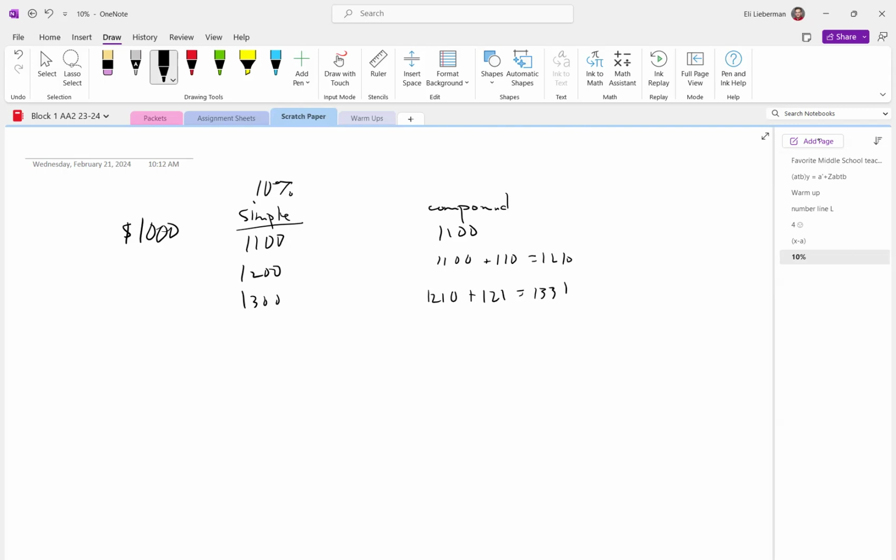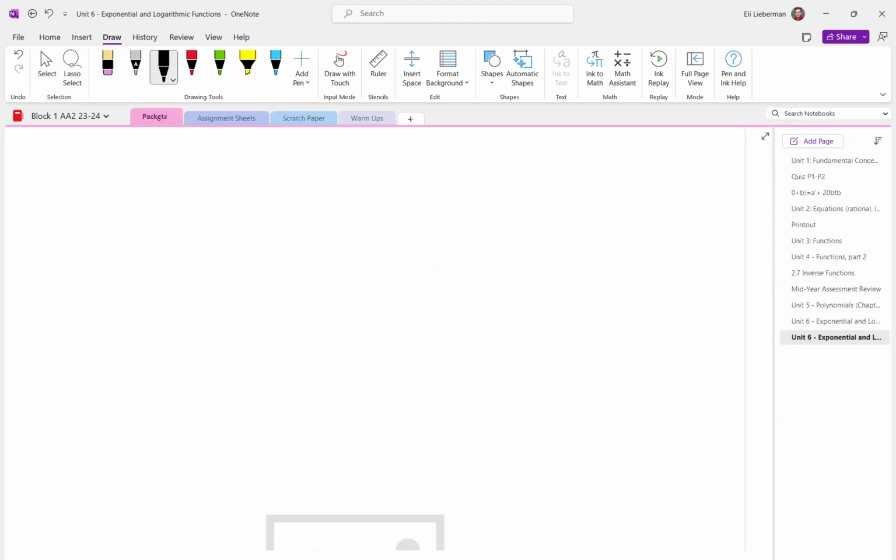Giving us this much, and then the next year you have 1,210, you add 121 to it. At the end of that year, you would have $1,331. Are we good with that? So that's the idea of compound interest. So let's go back to the packet.